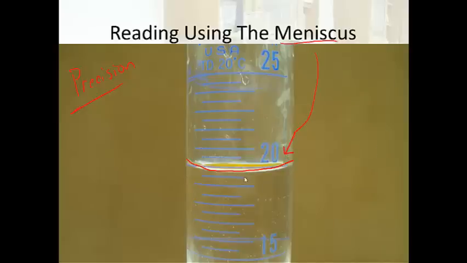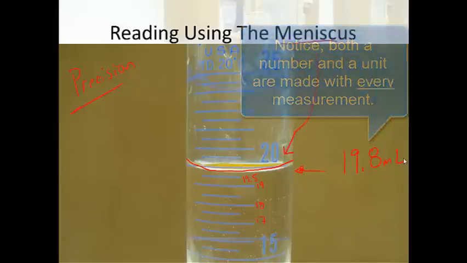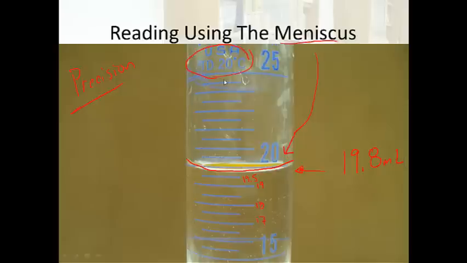The proper way to read the graduated cylinder is to read from the bottom of the meniscus. So in this case, 15, 16, 17, 18, 19, that's 19 and a half, that's 20. It got most of the way past halfway, so since this is 19.5, a little bit more than halfway would be 19.8. So I'm going to read this as 19.8 milliliters, since it got a little bit past 19 and a half to 20.